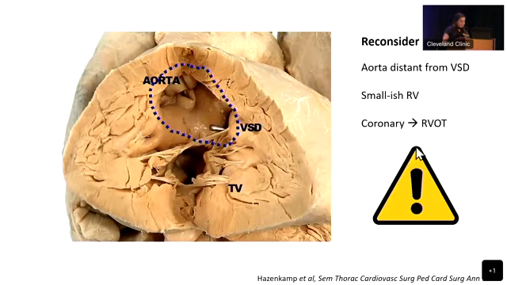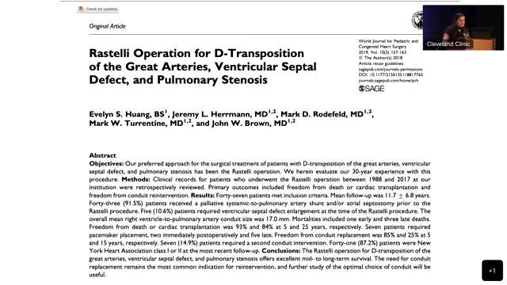A few areas of caution: if your aorta is very distant from the VSD, then you may reconsider your choice of performing a Rastelli. If the RV is small-ish, same thing, because sometimes this patch, because it is so big, can bow into the RV outflow tract, and you certainly don't want to make a small RV any smaller. And then, of course, if there are coronaries crossing the RV outflow tract where your incision is going to be, that would preclude doing a Rastelli.